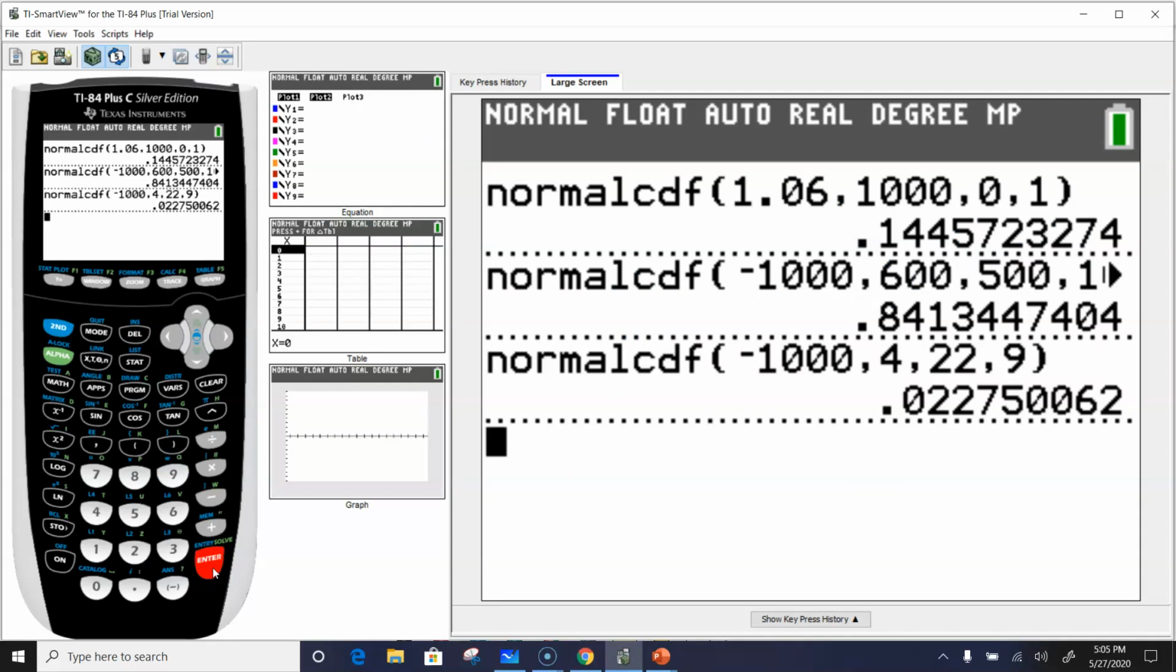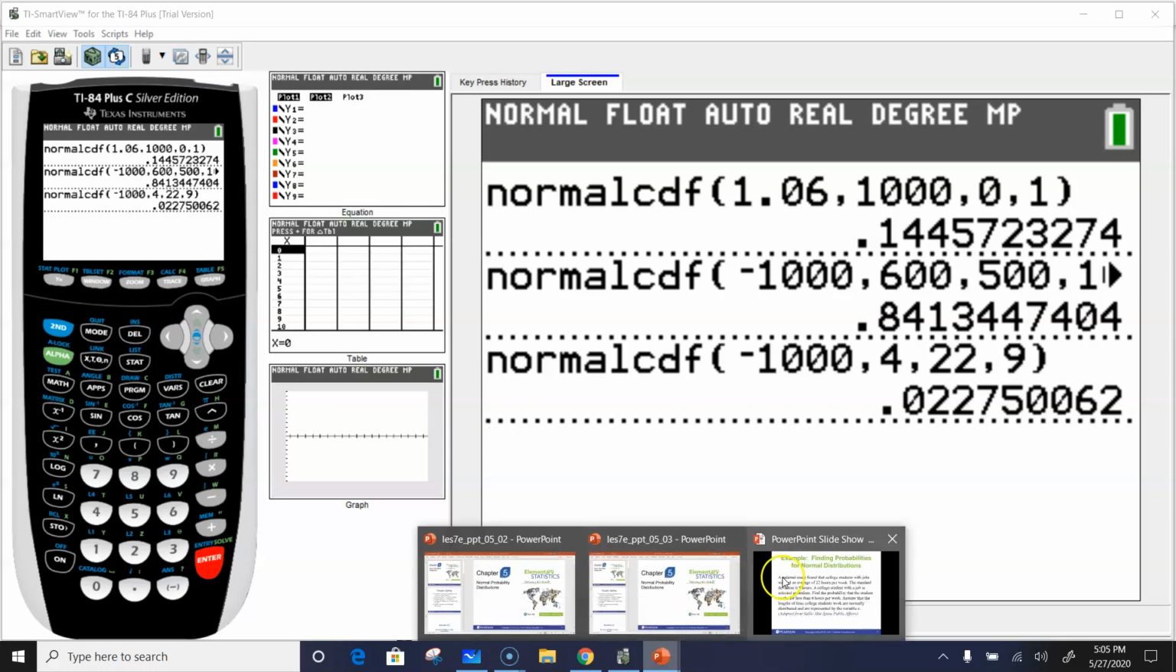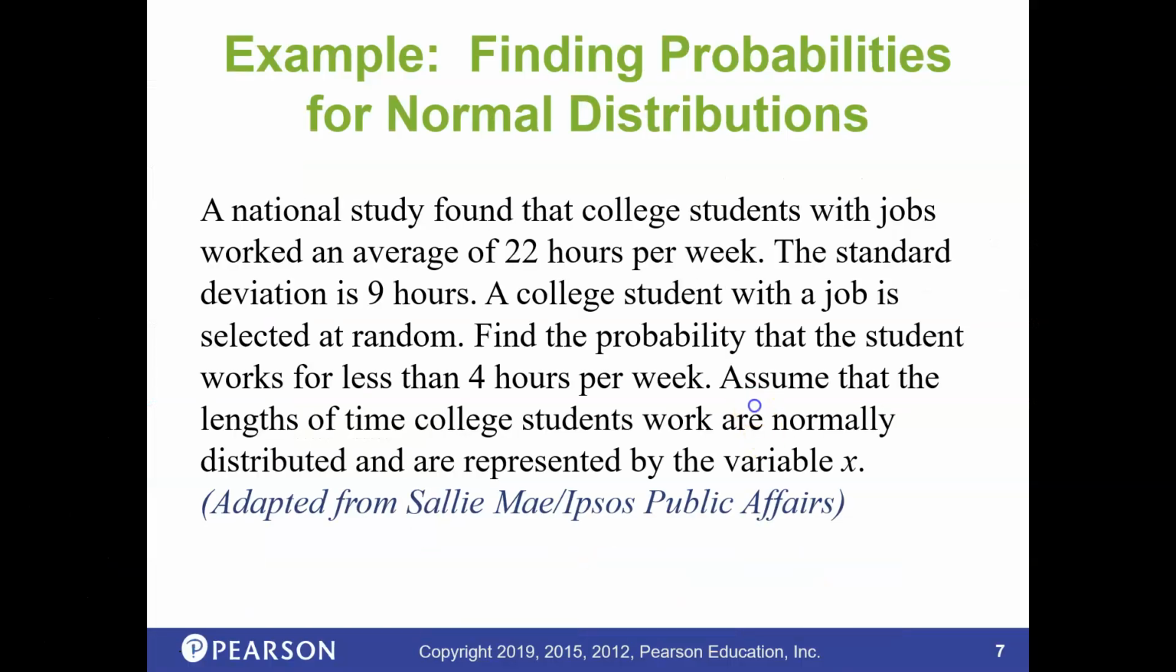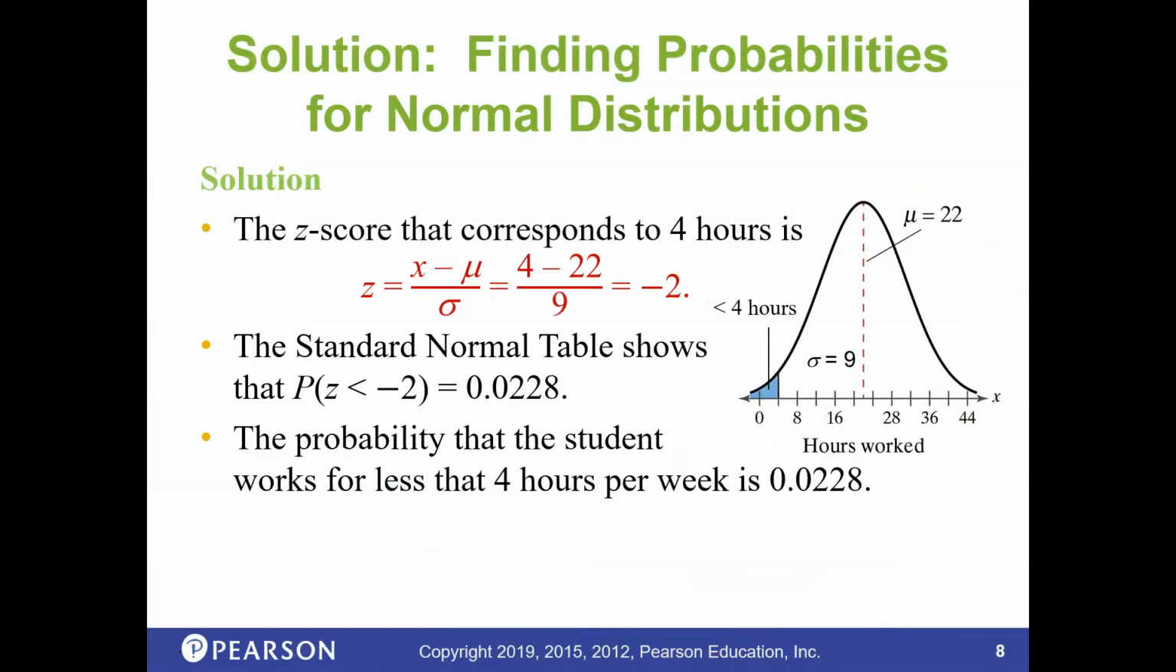So the only difference with the second part of Chapter 5 is the mean and standard deviation won't always be 0 and 1. It's the only difference. We're doing the same thing with our normal CDF calculations. That's the only extra piece to that. Now your textbook authors do a little bit more work. They found the z-score of negative 2, and they looked that up on the table. We just used normal CDF.